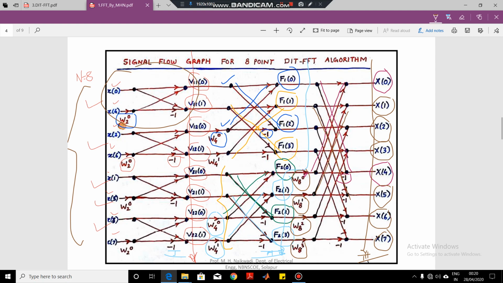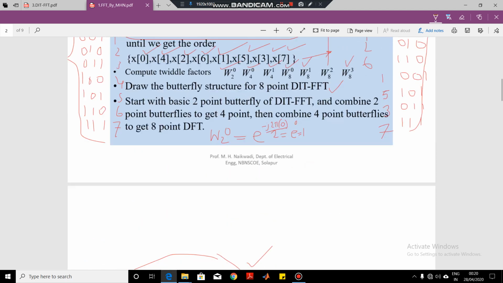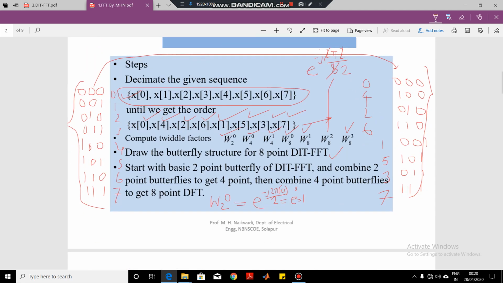Okay, so when you solve the numerical for the DIT-FFT algorithm, we have to understand these steps. So I will summarize these steps. The first thing that we do is decimate the given sequence in order to get a bit reversed sequence. So this is our bit reversed sequence. I have just explained what is meant by bit reversed. 0 1 2 3 4 5 6 7 is not given as a normal input. It is given in the bit reversed order, which is 0 4 2 6 1 5 3 7. So this is our first step in the DIT-FFT algorithm.